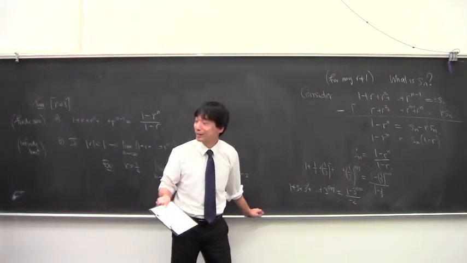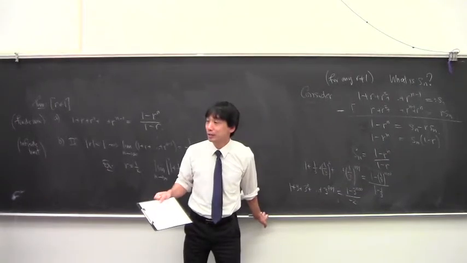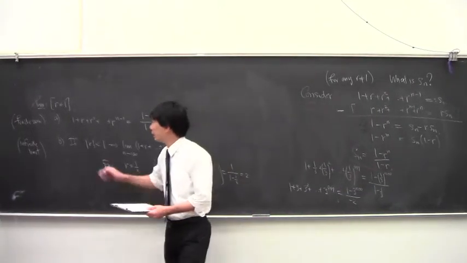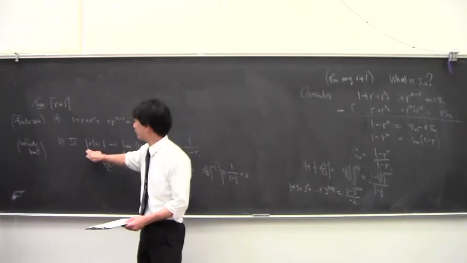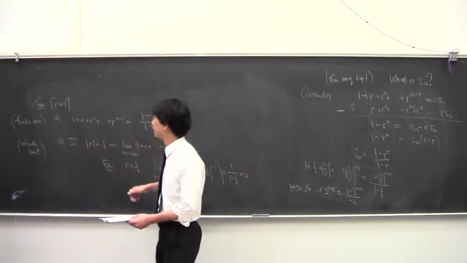So r cannot equal 1. r has to be between 0 and 1. Between -1 and 1. Negative 1. Right, because the absolute value has to be smaller. Okay.